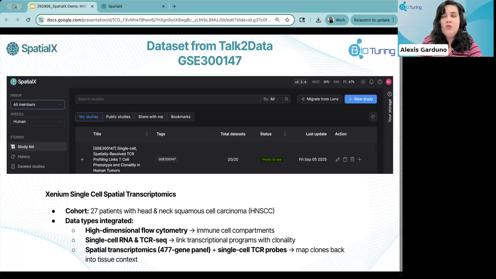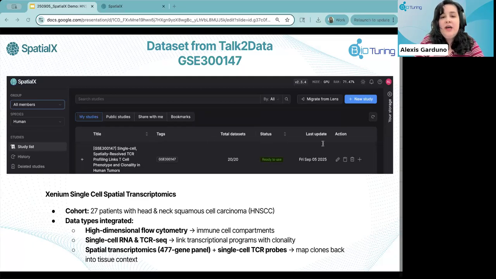So if there is a case where you really want to mine the public database to see if there are any bulk spatial transcriptomics data sets that relate to your data, or even go further into single cell resolution spatial transcriptomics technologies, then you can utilize the Talk to Data system to access that data.